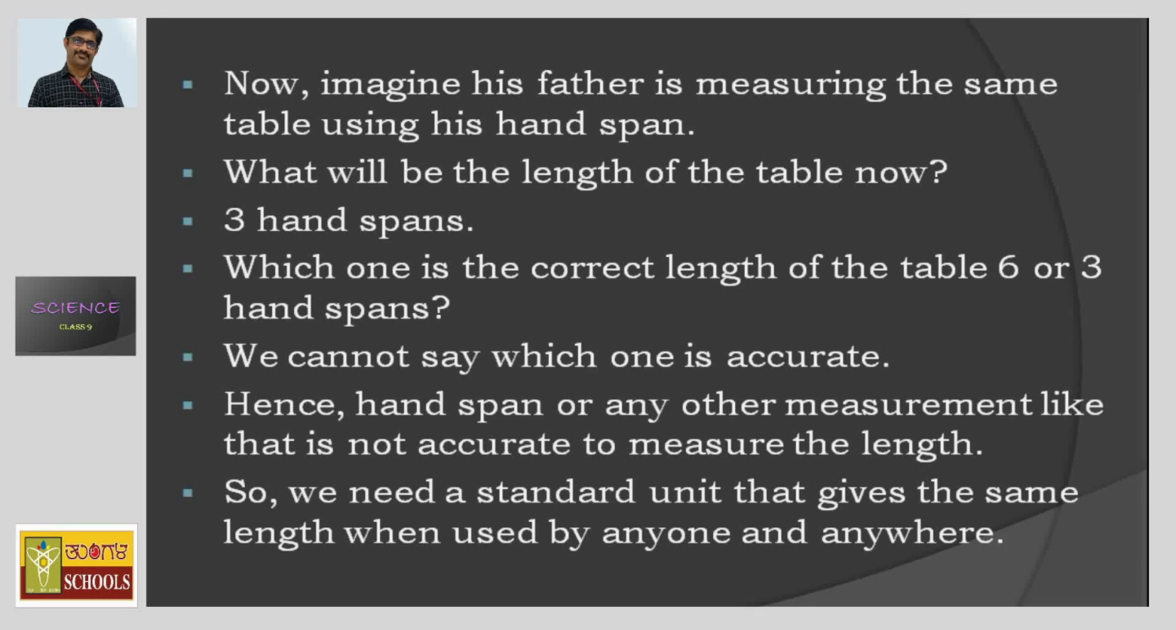Okay, so which one is the correct length of the table? 6 or 3 handspans? Which one is accurate? We cannot say which one is accurate here, because the father obviously has larger hands than his kid. The handspans are measured in a fairly systematic way, but you cannot say which one is accurate.